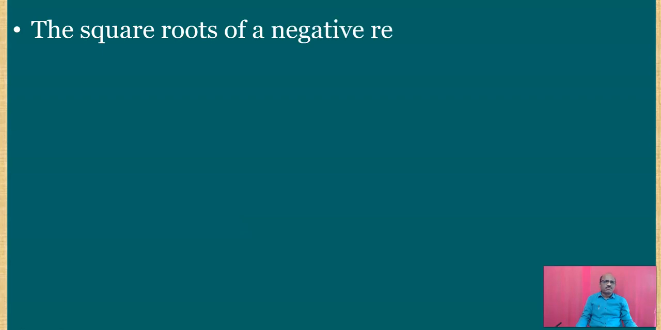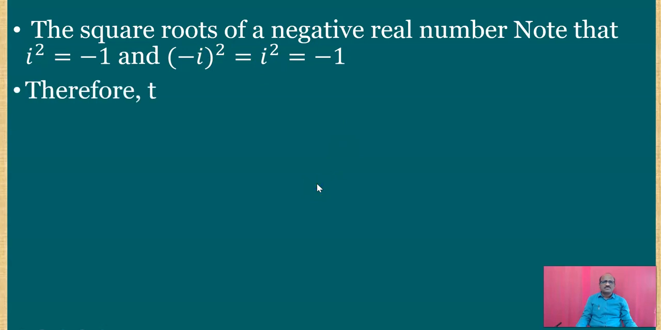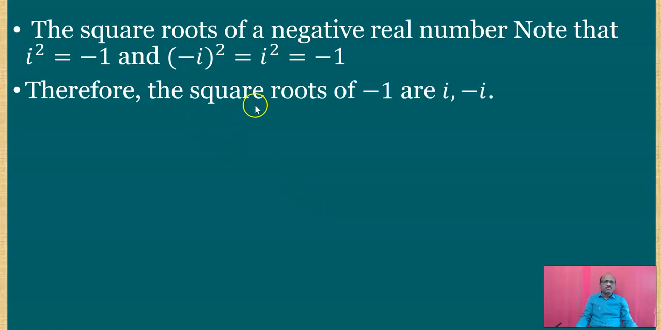The square root of a negative real number. Note that i square is minus 1, that is, minus i whole square is equal to i square, and that is equal to minus 1. Therefore, if you take the square root of minus 1, one is i, and another is minus i.